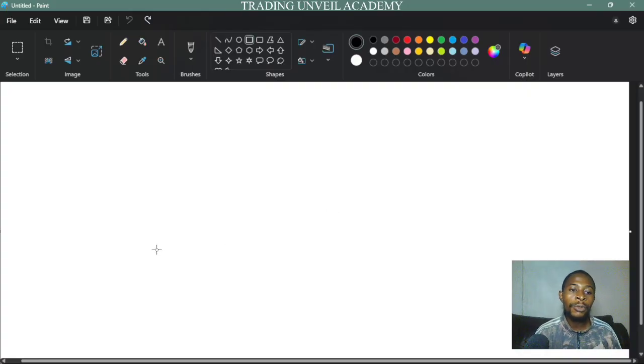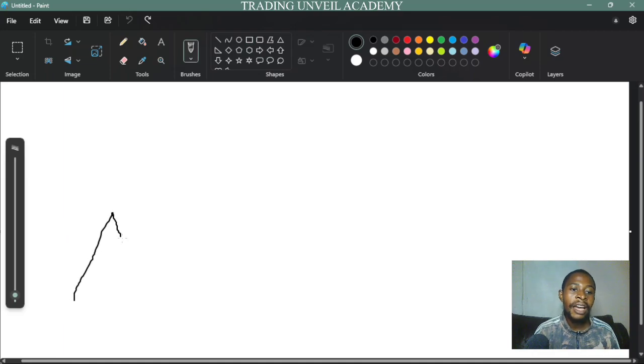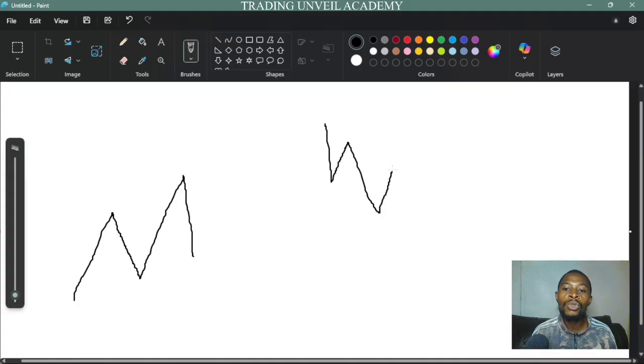For example, when you see the market makes a higher high, higher low, higher high, and higher low, you know that the trend of the market is bullish. But when you see the market makes a lower high, lower low, lower high, lower low, lower high, you know that the trend of the market is bearish. So after knowing this, the next thing is for you to mark out your trading range.